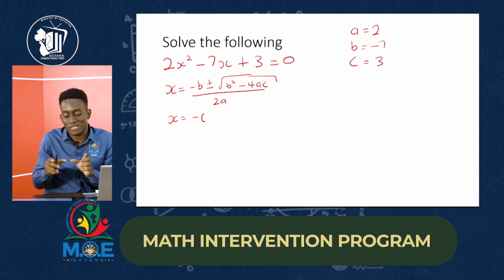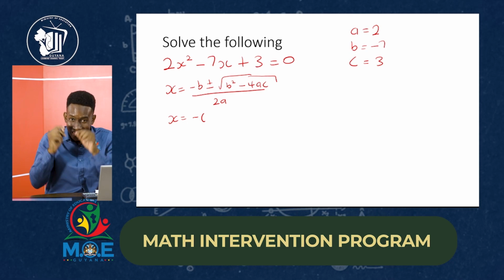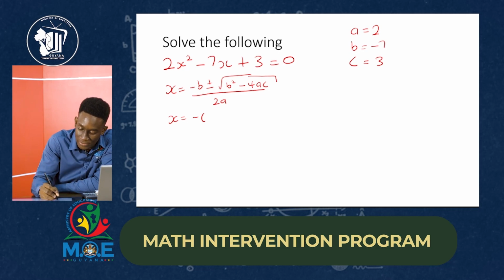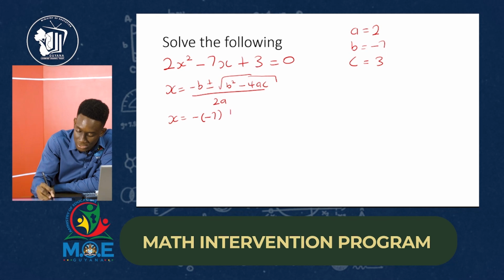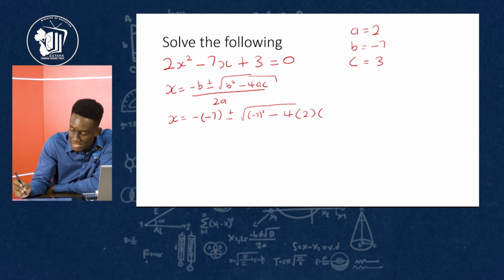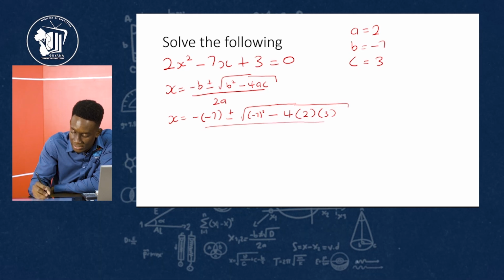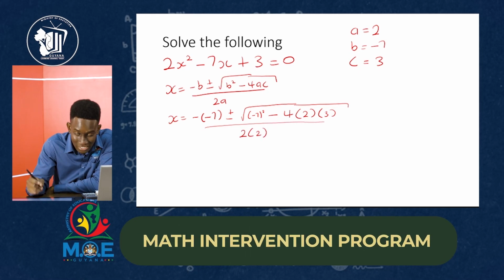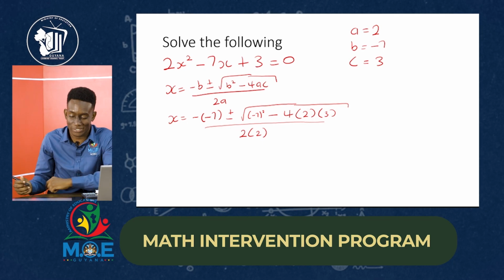No, it has to be negative, and we put in bracket negative 7, because that is the value of b. Negative 7, plus or minus the square root of, so we see b again, b squared would be negative 7 squared, minus 4 multiplied by a, which is 2, multiplied by c, which is 3, all divided by 2 multiplied by a, which is 2.